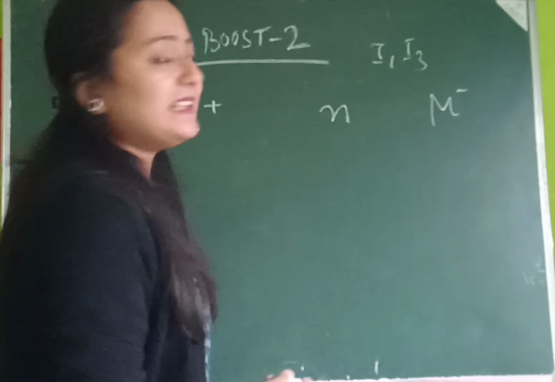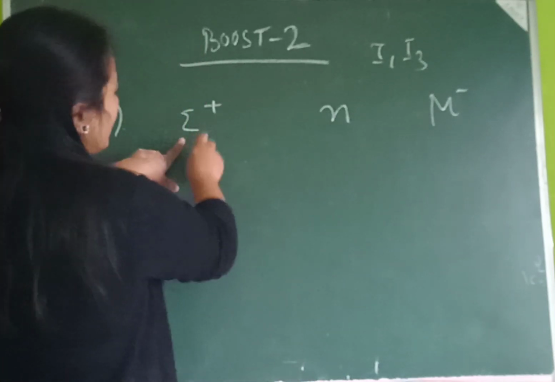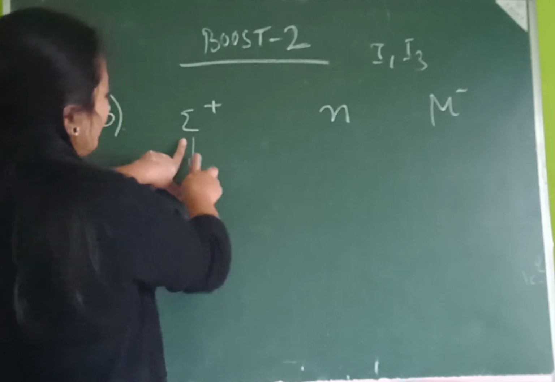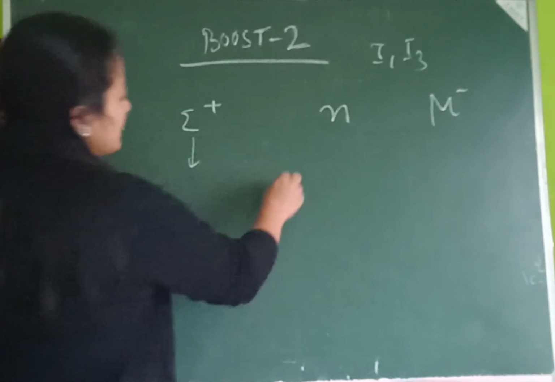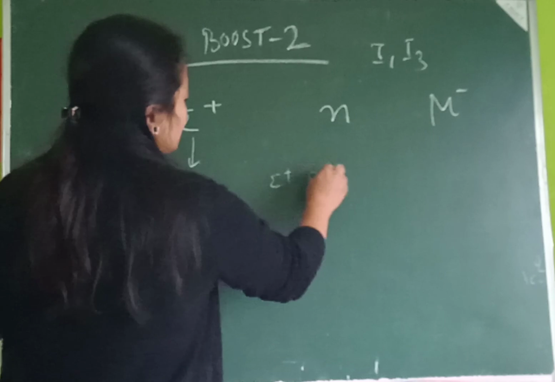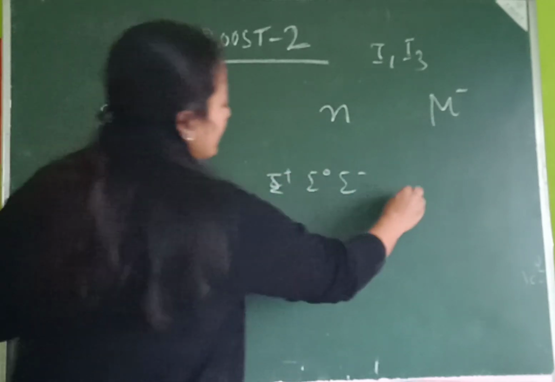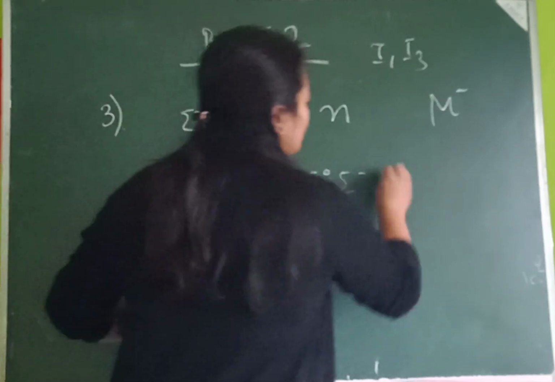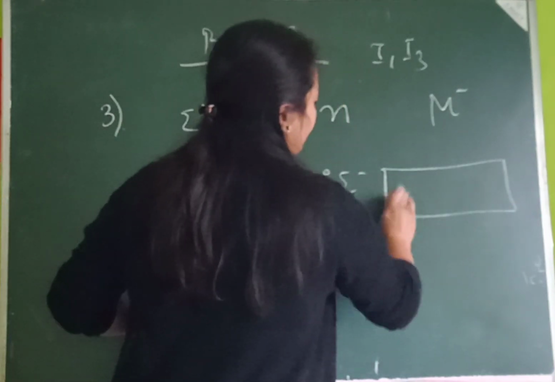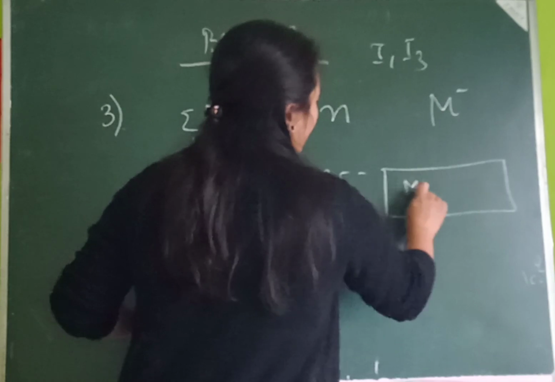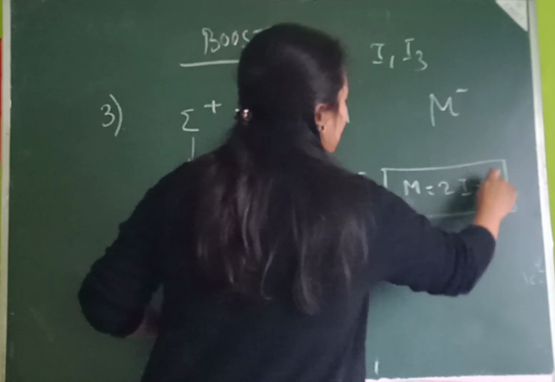Okay. For I and I3, for sigmas, you have 3 particles in the family, right? It is sigma plus, sigma 0, sigma minus, right? So 3 particles, and the formula we should use here is m equals 2I plus 1.